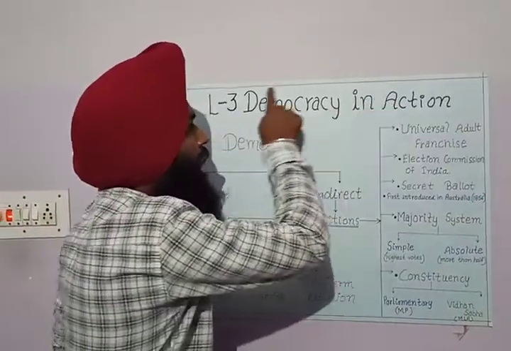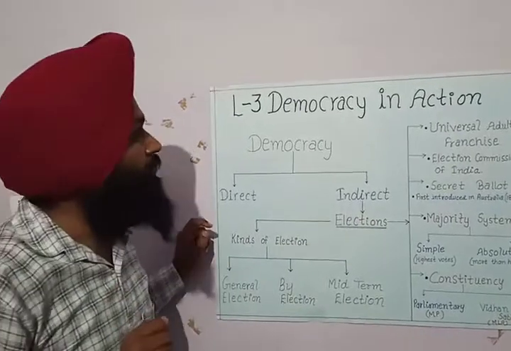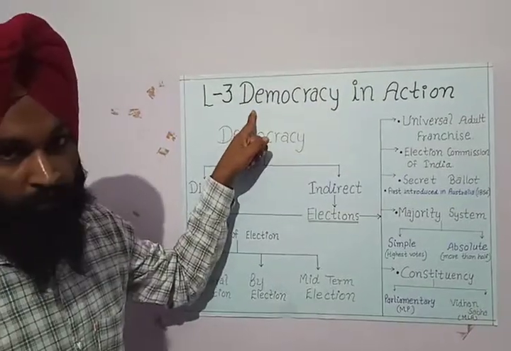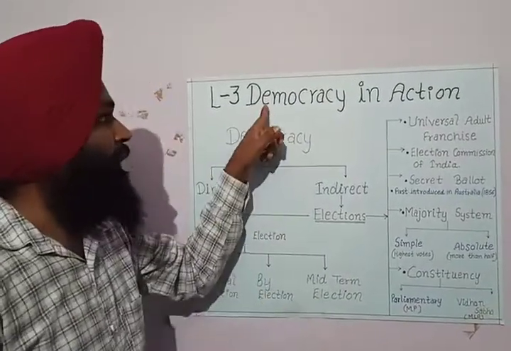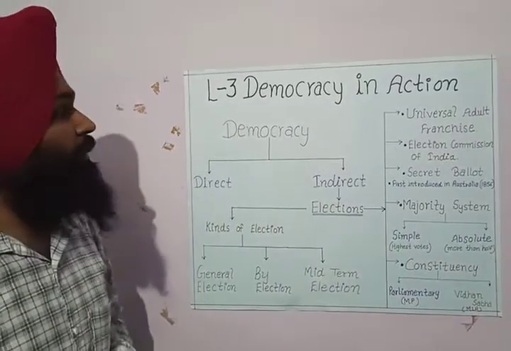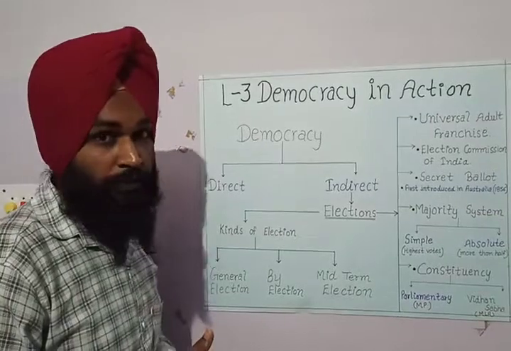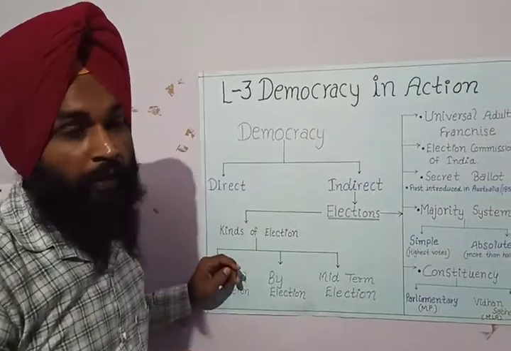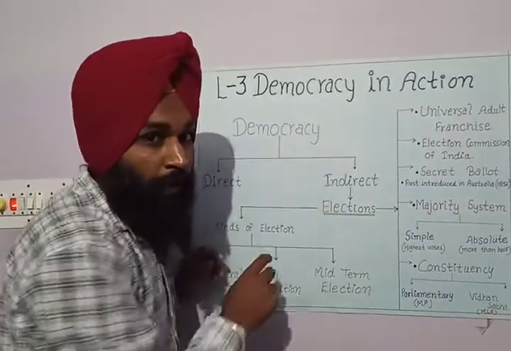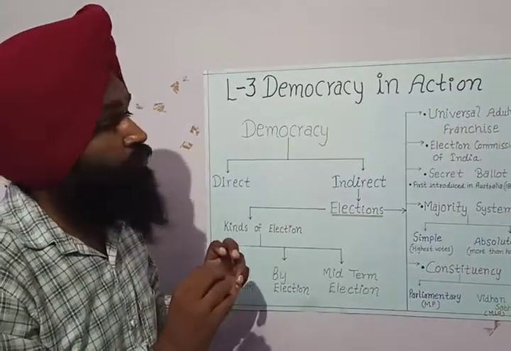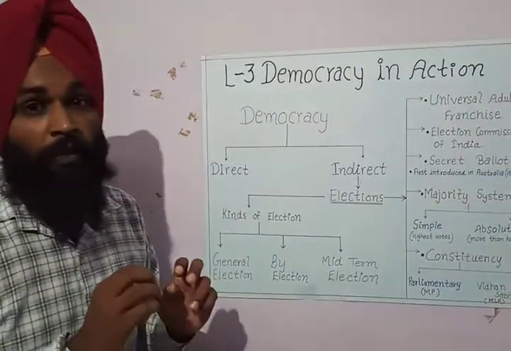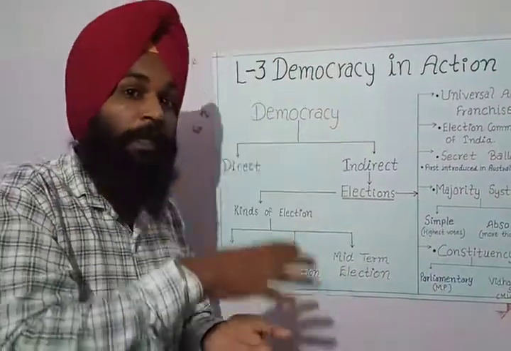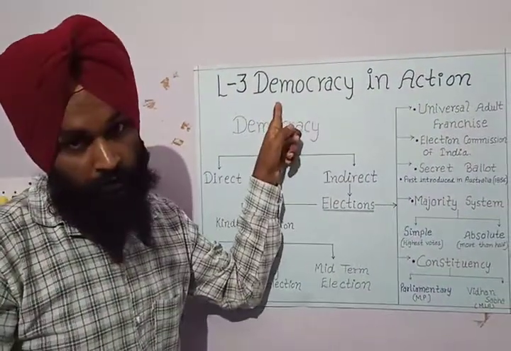Democracy in Action. In the previous lesson, we discussed the meaning of democracy. Let's recap that meaning. What is democracy, beta? Democracy means the government of the people, by the people, and for the people. It is a government that works for the welfare of people. That government is elected by the people, and common people rule as the government. It is called democracy.